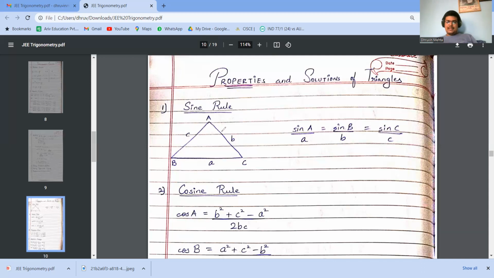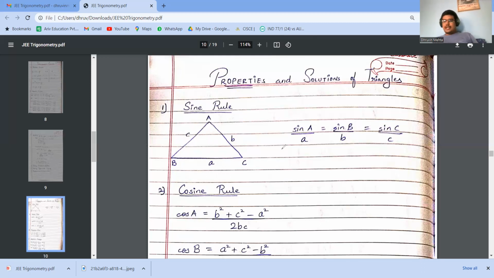If we have a triangle ABC, the side opposite to angle A will be called small a. So the length is small a. The small a will be a number, for example 5, which means this is 5 centimeter. The side opposite to B is denoted by small b, and opposite to C will have length small c.